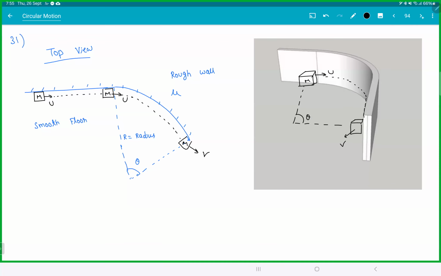This is angle theta. This was a smooth floor. But the wall is rough. So that means when this block is going right, the friction will be backward like this. So because of that friction, the speed changes when it is dragging on the wall. So it enters with speed u and comes out with speed v. Find v.